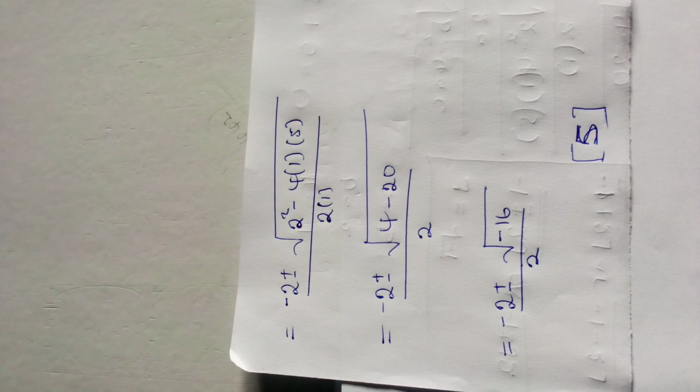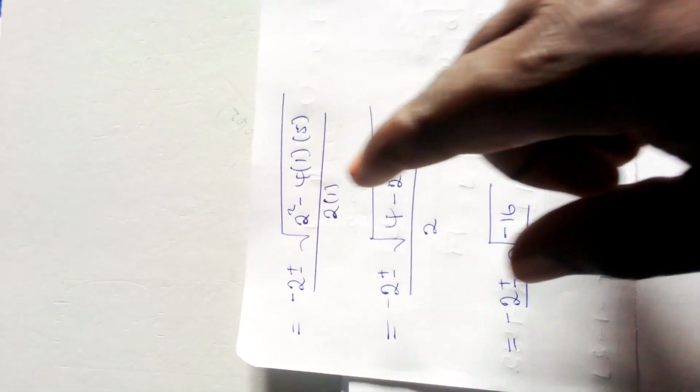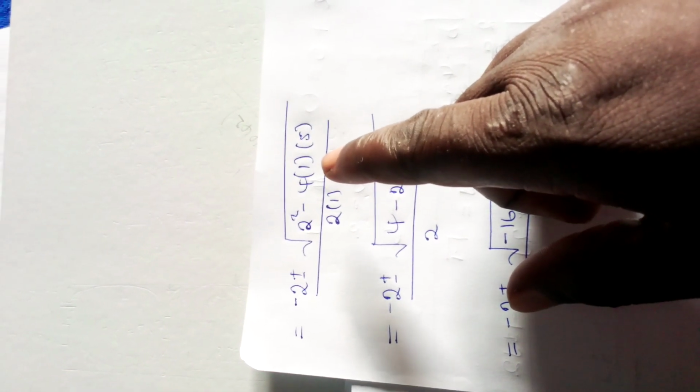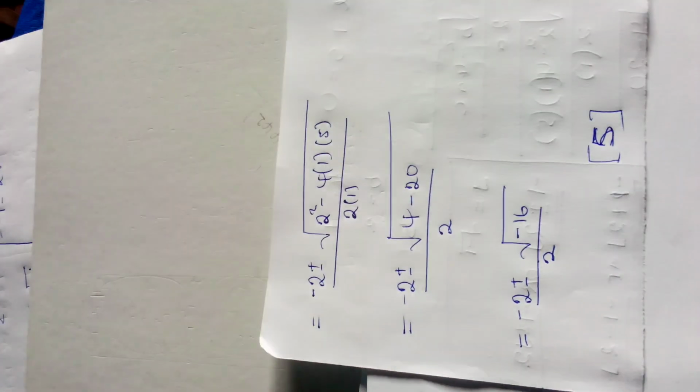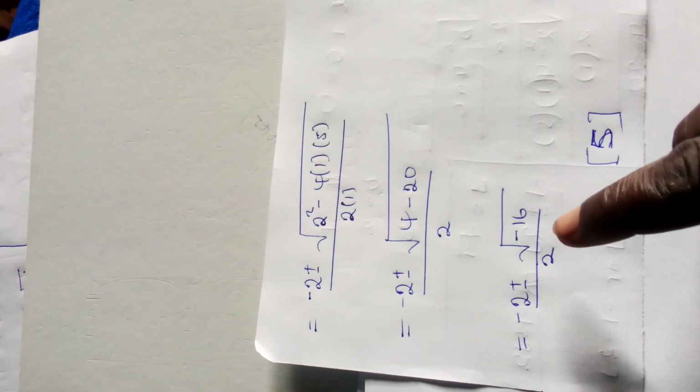So when you have replaced, 2 squared will give you 4. 4 times 1 is 4. 4 times 5 is 20. You have something like this. And then when you subtract 20 from 4, you get something like this here.